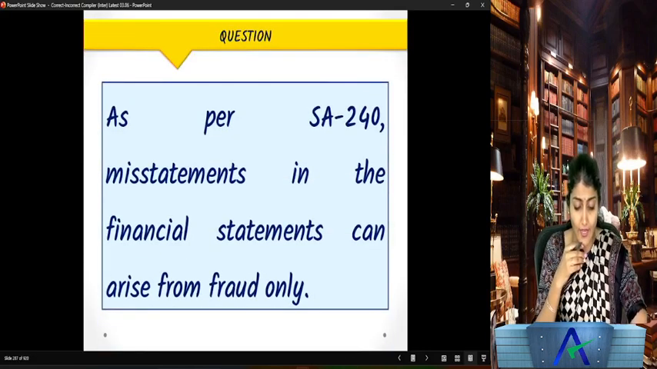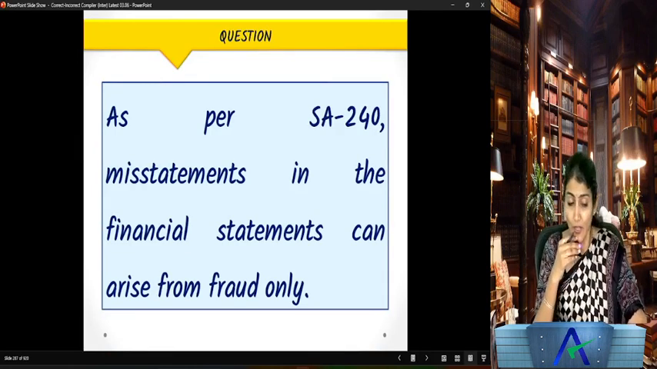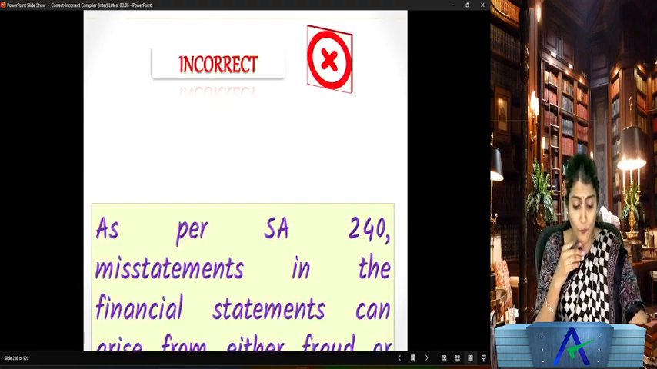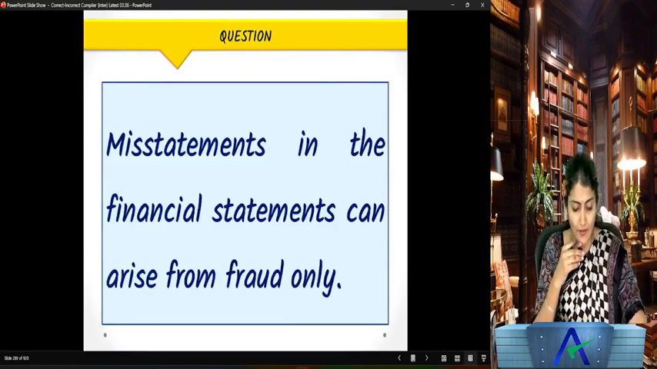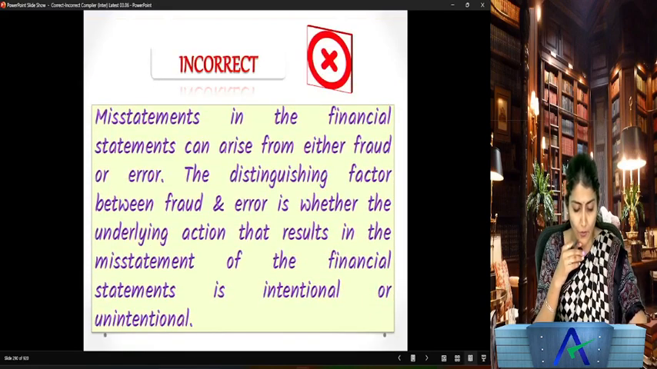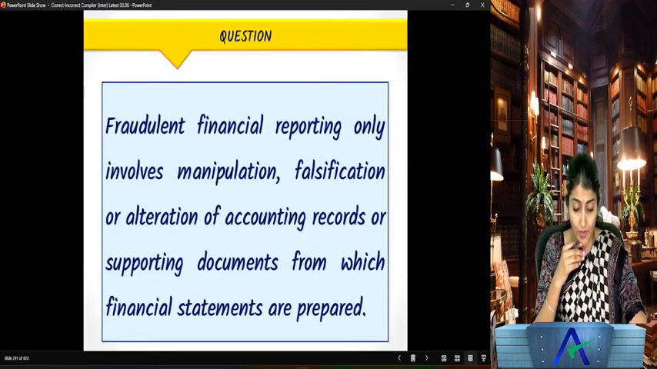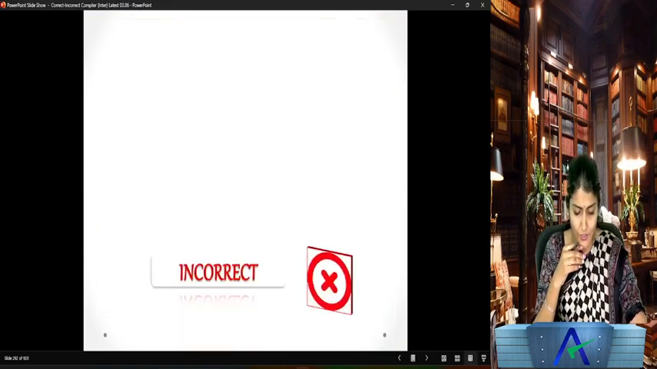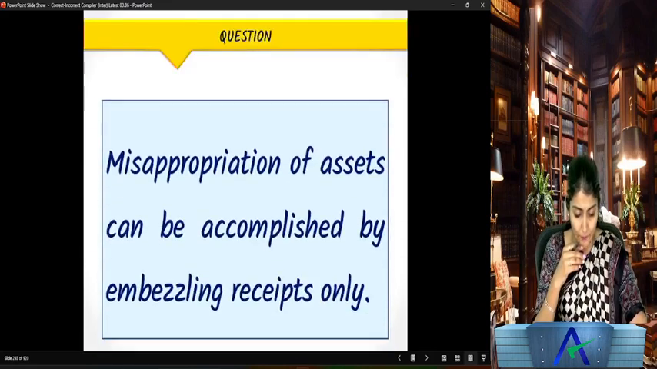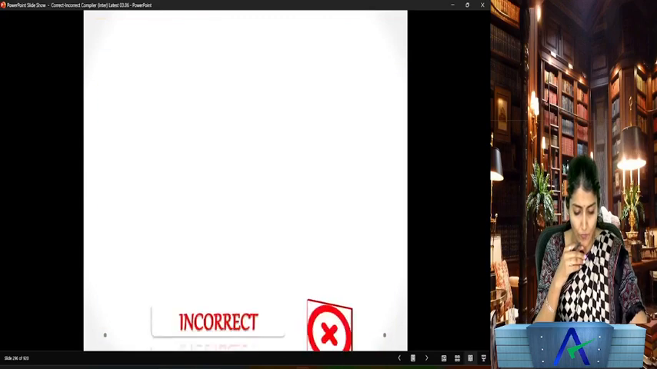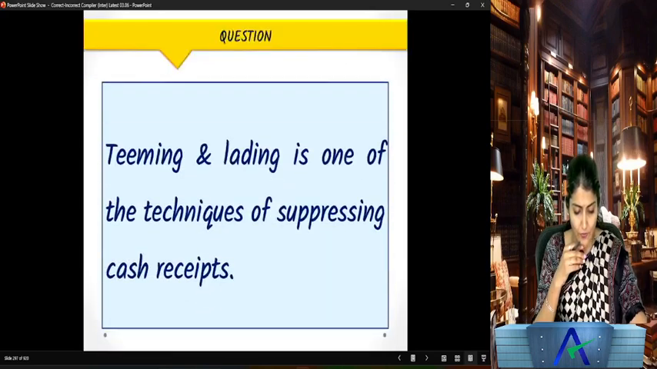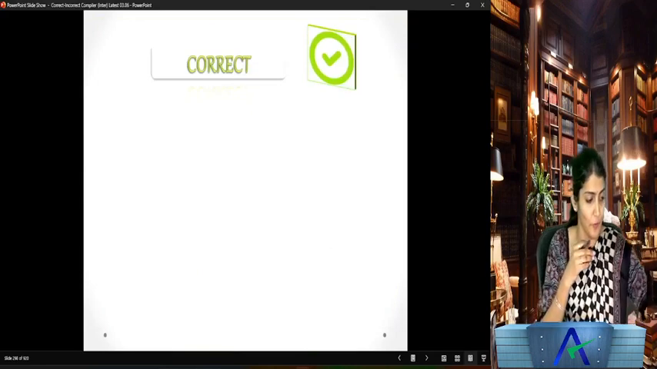As per SA 240, misstatement in the financial statements can arise from fraud only. No, misstatements can arise from fraud or from error. Fraudulent financial reporting and misappropriation of assets we are yet to study. So probably we start here.